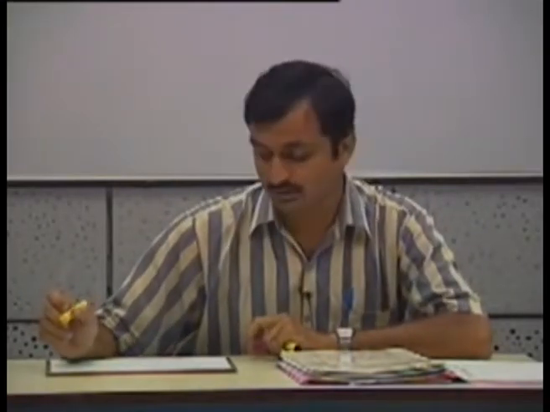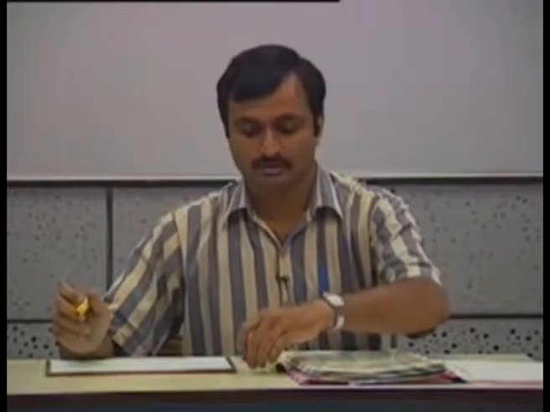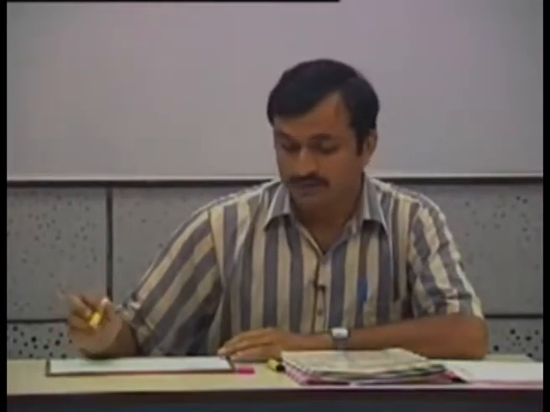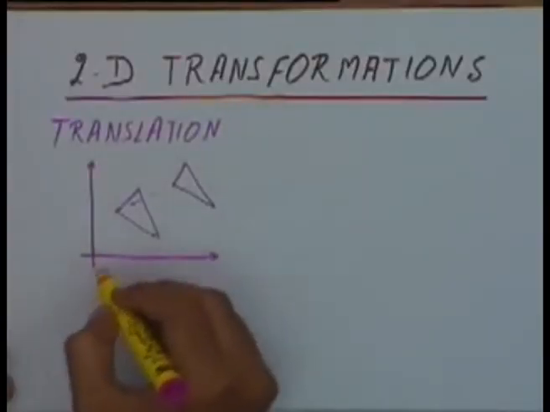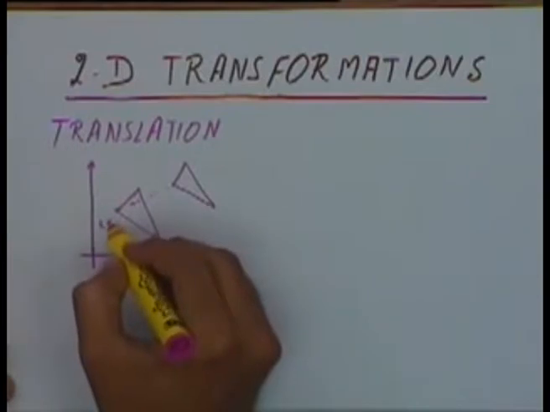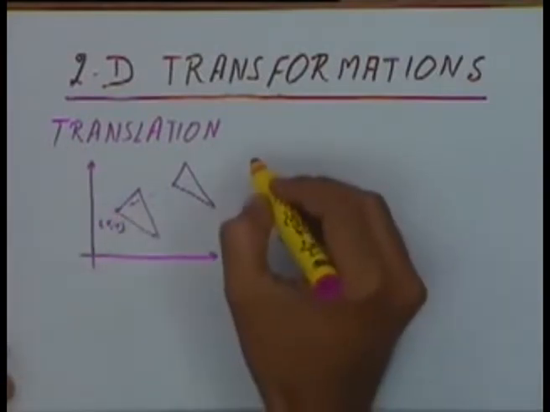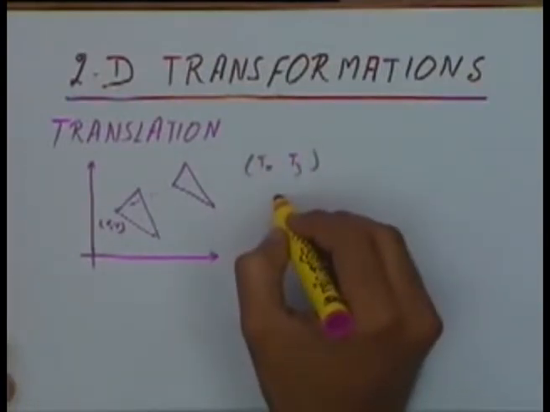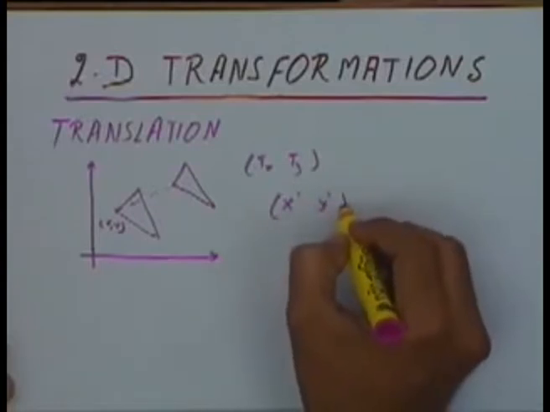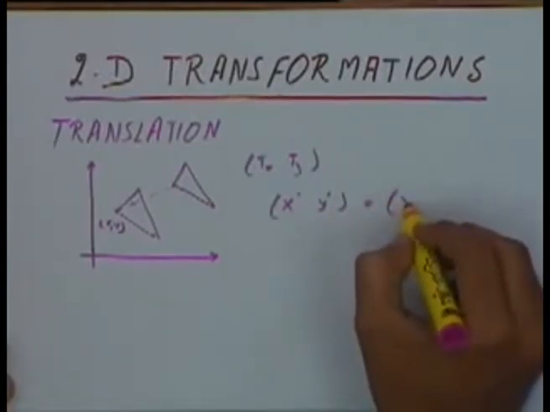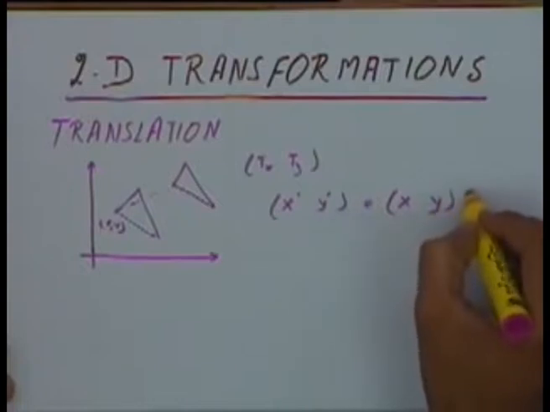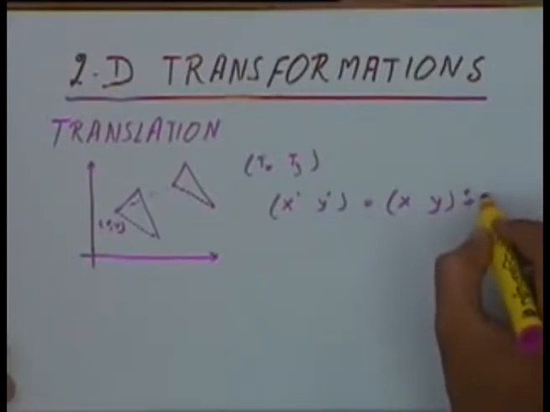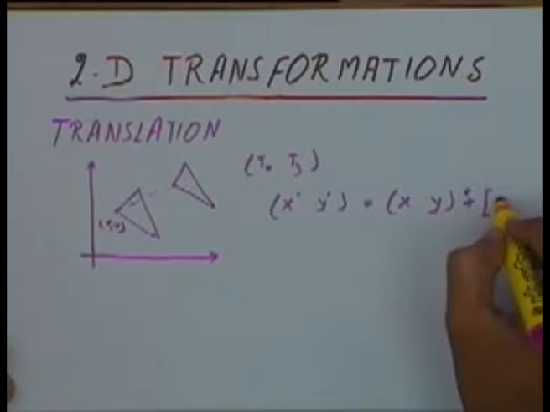Last time we had introduced this topic of two-dimensional transformations. We will go into details of this topic today. The first two-dimensional transformation is an operation of translation. So, if we have any point (x, y) and that is translated by a vector given by (tx, ty), then we can say that the transformed point (x', y') will be equal to (x, y) plus the translation vector, which is (tx, ty).